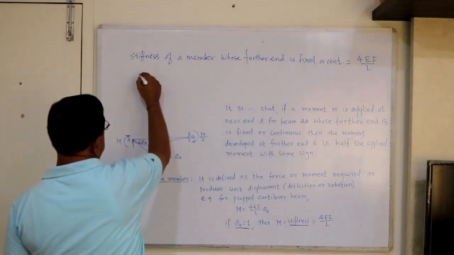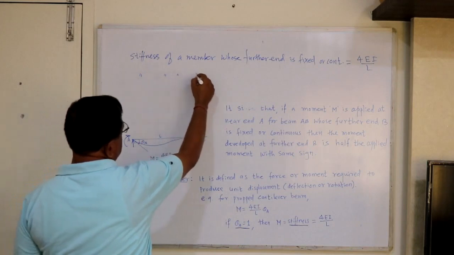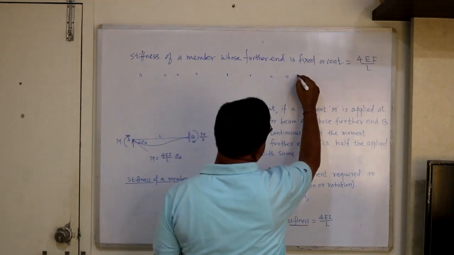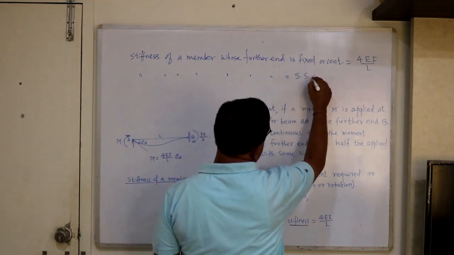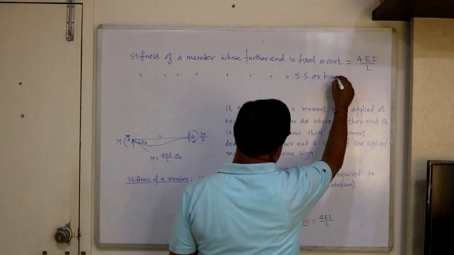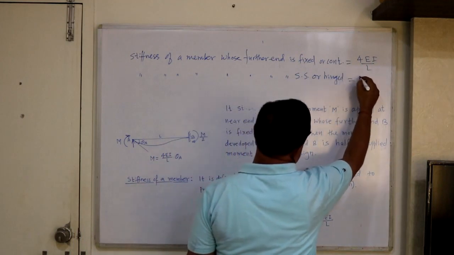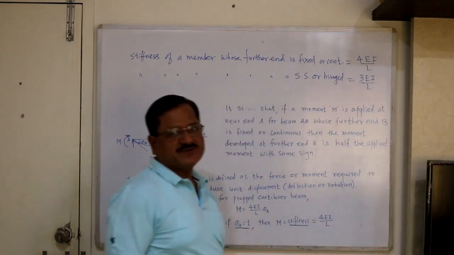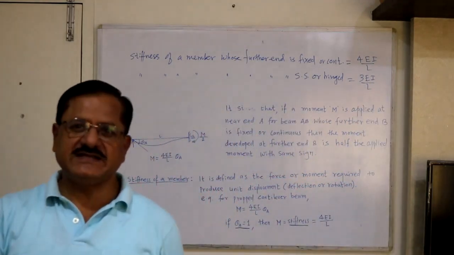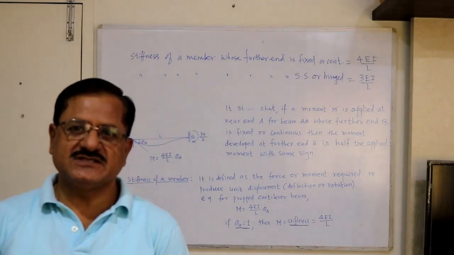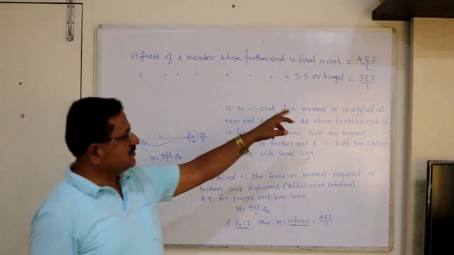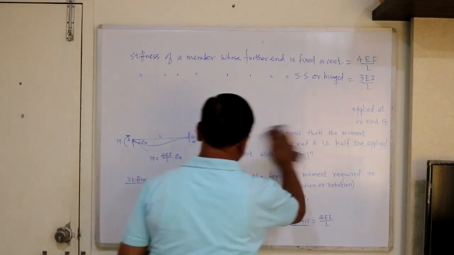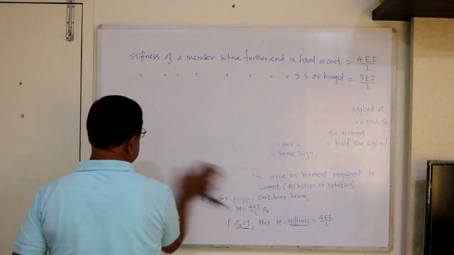Then similarly, the stiffness of a member whose further end is say simply supported or hinged, or there is a roller support, will be 3EI upon L. So the stiffness of a member whose further end is hinged or simply supported is equal to 3EI upon L. You have to remember these values, how to calculate the stiffness of a member.